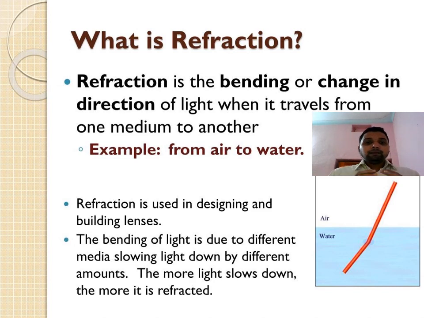So whenever light will bend, why will it bend? Why does this refraction occur? This refraction occurs due to the change in speed of light, because light is an electromagnetic wave which has different speed in different medium. So the bending of light is due to the difference in speed. The more the light slows down, the more we'll get the refraction.